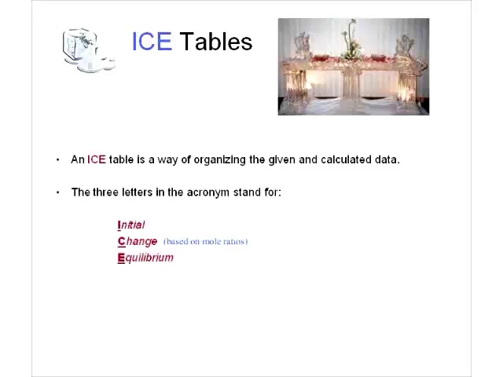So the letters in the ICE table stand for the initial concentrations, the change in concentrations, and the equilibrium concentrations. The change in concentration is always going to be based on the mole ratio from the balanced equation. We do that in an attempt to figure out the equilibrium concentrations, and once we figure out the equilibrium concentrations, we've got the job done. We can then use K values to figure out whatever value we're trying to calculate.